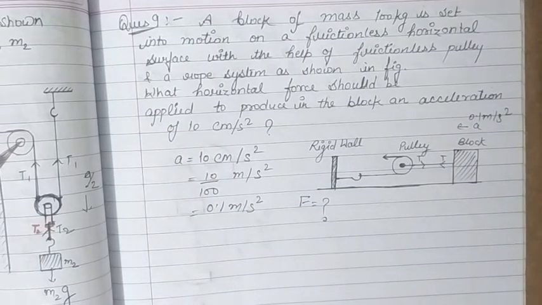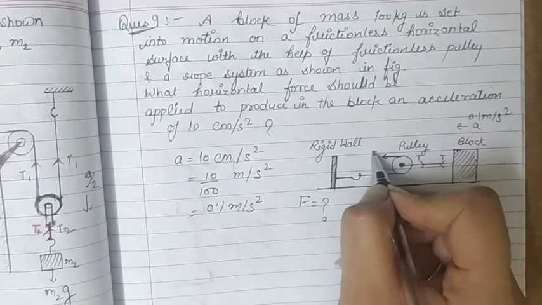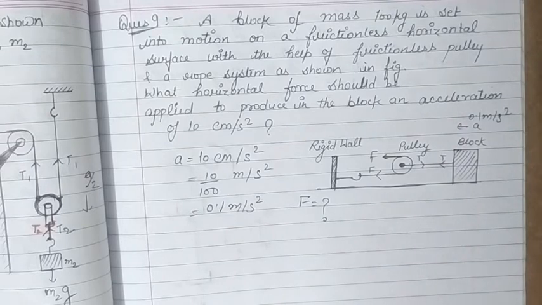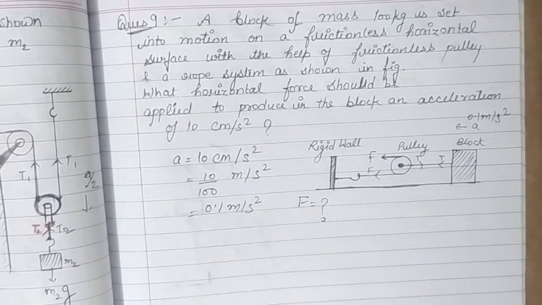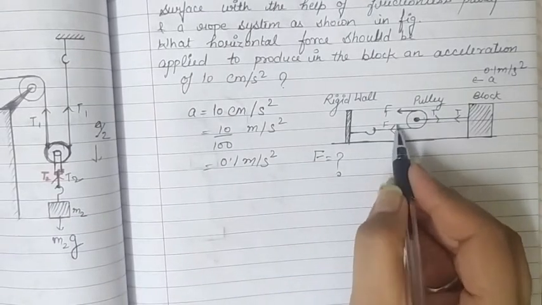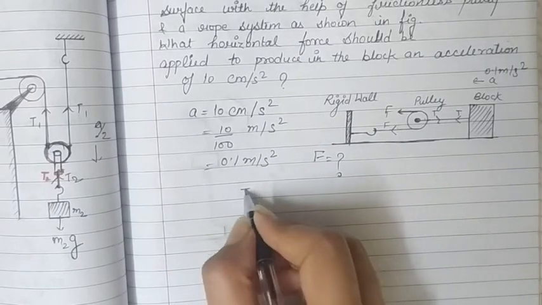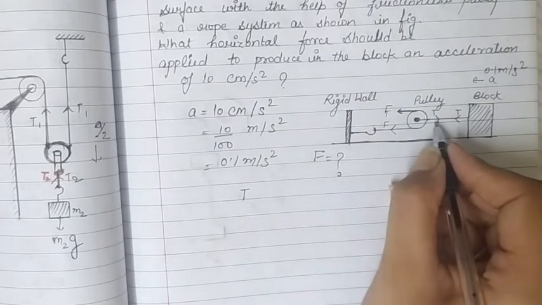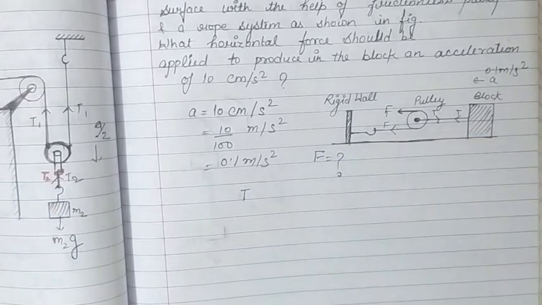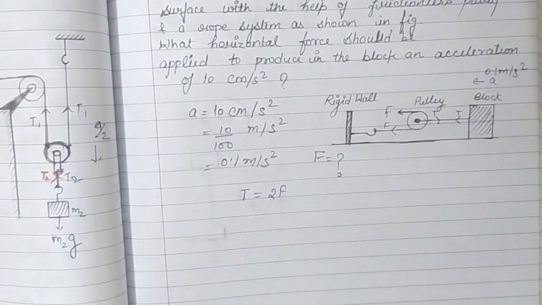Okay, so this force will act on both the sections of the pulley, like here as well as here. From the force equation we can write 2F is equal to T. The forces acting on this pulley are such that the tension T is towards the right and 2F towards the left. So these should be equal and opposite, and we can write T is equal to 2F.